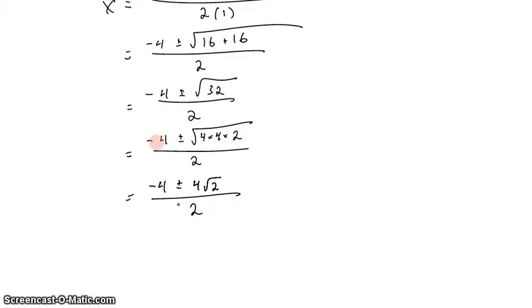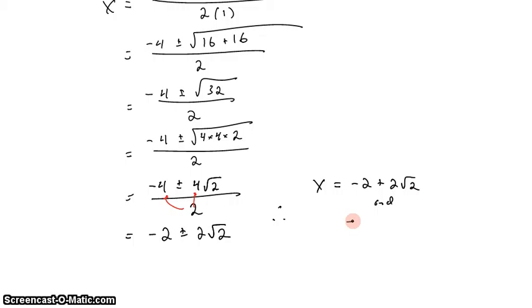We're still dividing by 2, so now we can distribute the 2 into each of these terms, and that'll give me negative 2 plus or minus 2 root 2. That's my two solutions. So therefore, x equals negative 2 plus 2 root 2 and negative 2 minus 2 root 2.